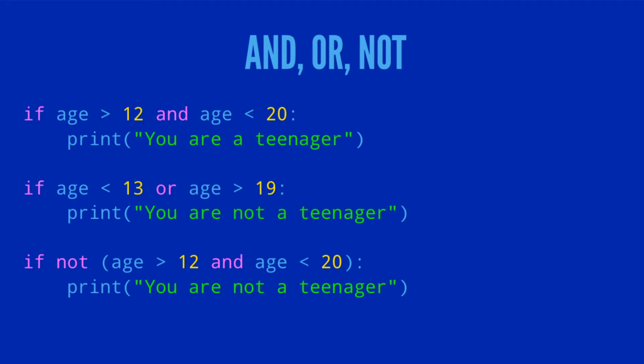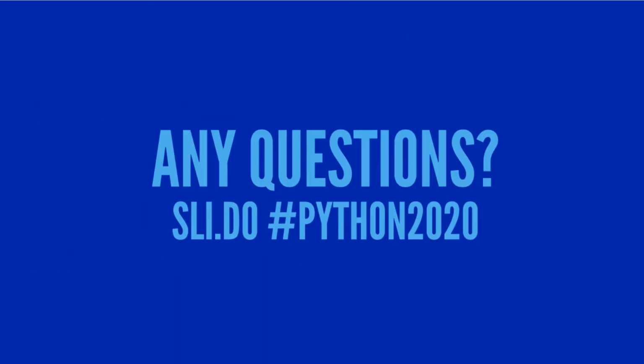However, with an OR statement, you only need one condition to be satisfied. So if age is less than 13 or age is greater than 19, if your age is either one of those things, it will print you are not a teenager. And lastly, we have the if not. So that will say if not age is greater than 12 and age is less than 20, it will print you are not a teenager.